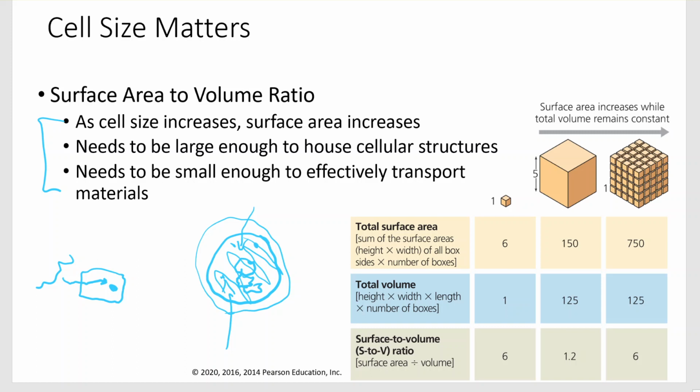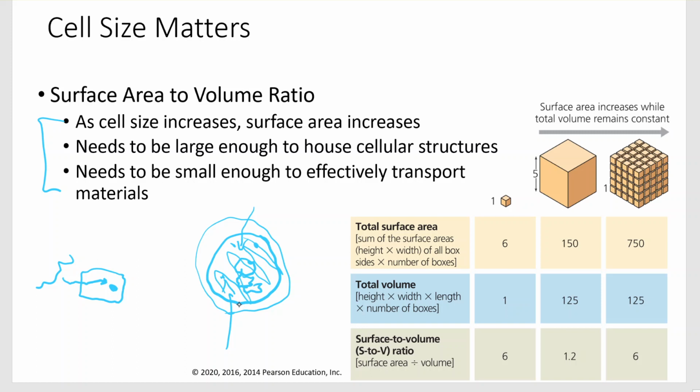So you want the surface area to be good enough to be able to get things through it, but not too large. And you want your volume inside to be big enough to house everything. You don't need it to be any bigger than that.